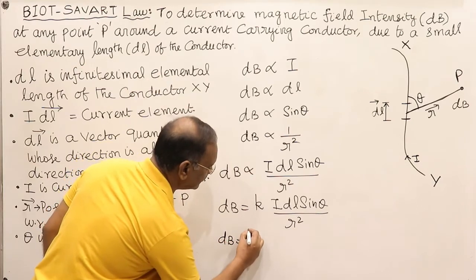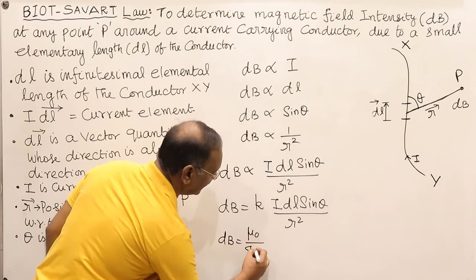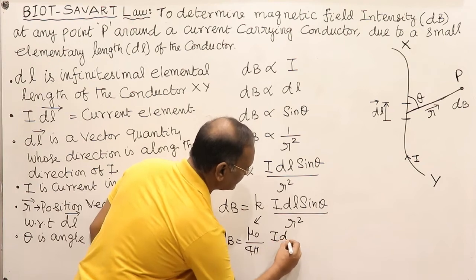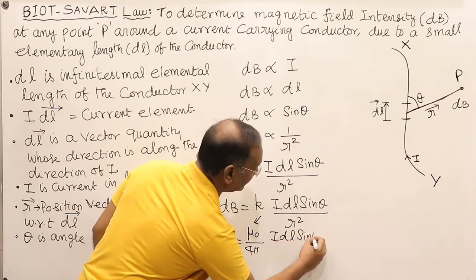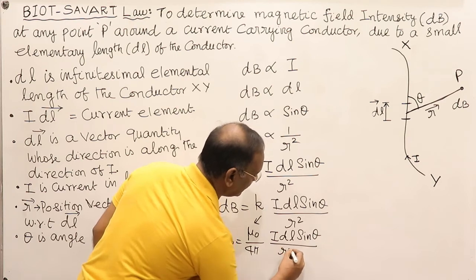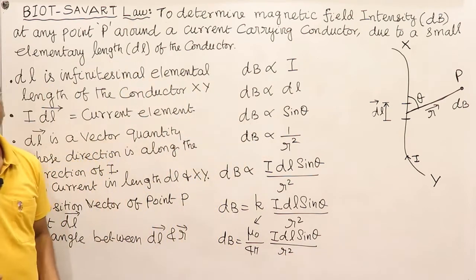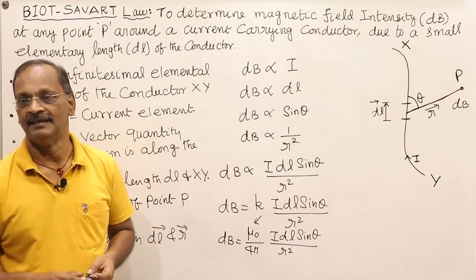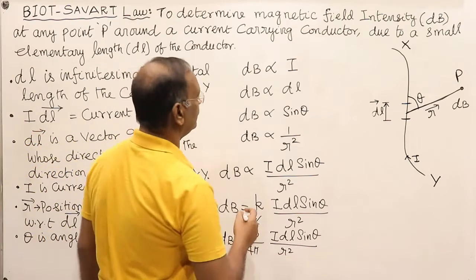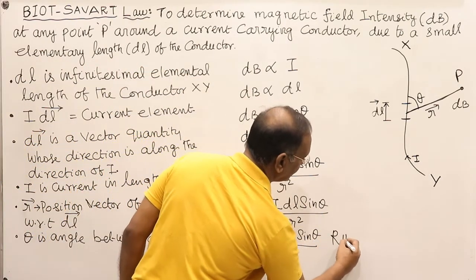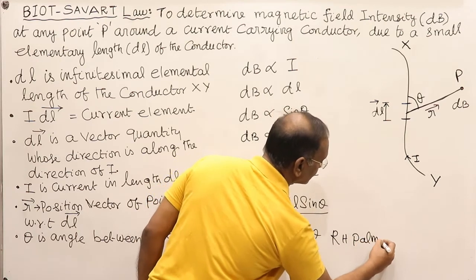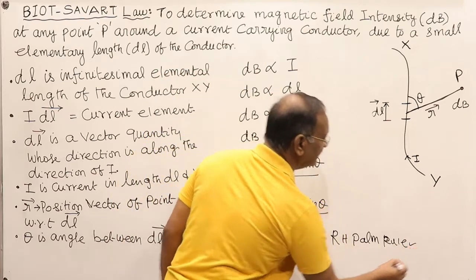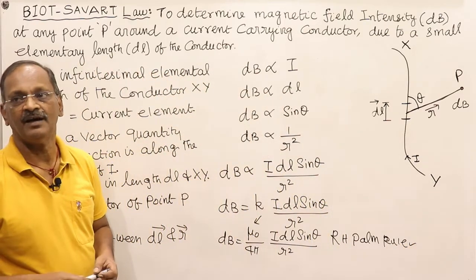Here K is replaced by mu naught by 4 pi, so dB is equal to mu naught by 4 pi into I dl sin theta divided by r squared. This is the formula, and since it is a magnetic field, it will definitely have a direction. The direction can be found using the right hand palm rule or the corkscrew rule, which is the easier one. We will see how this works.